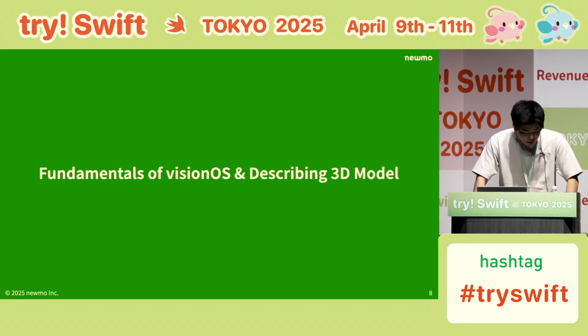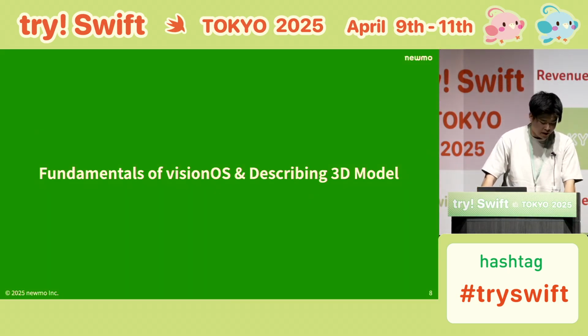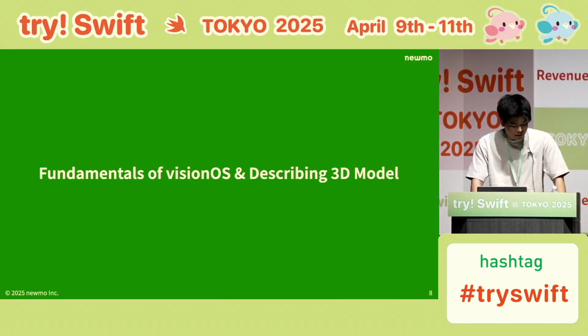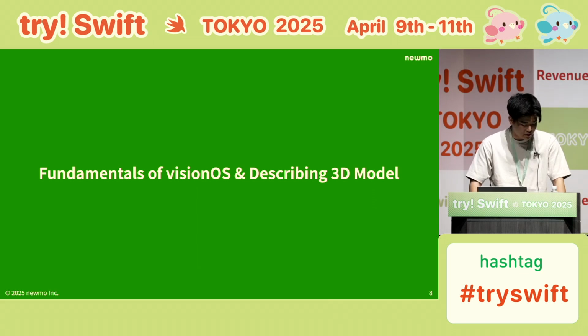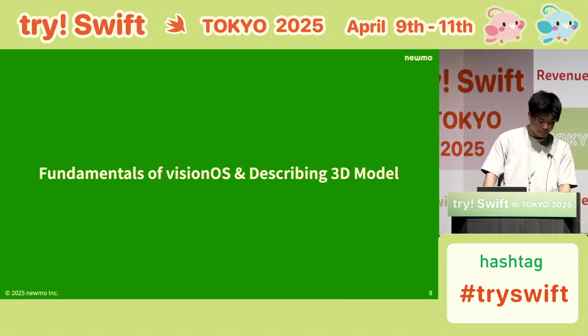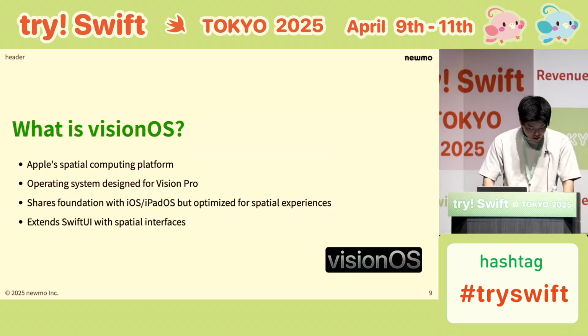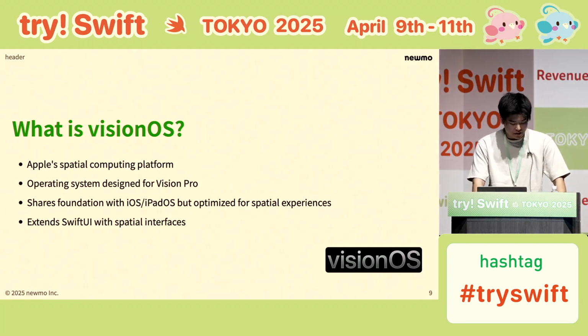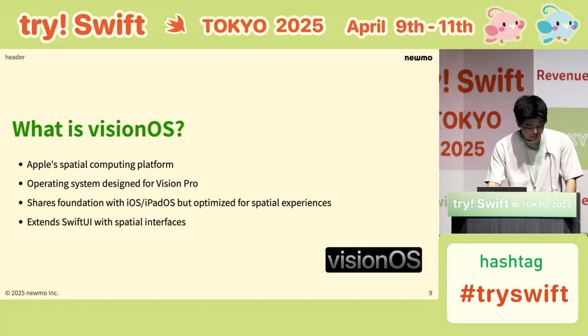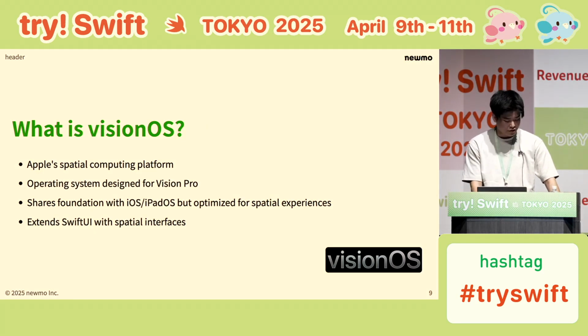All right, to really understand how Model Maker works, we first need to know the main technologies it uses. We'll start by looking at the basics of visionOS and, importantly, how we work with 3D models in a new spatial way. Now, I know many talks today are about visionOS, so most people probably know about it, but just to be sure, I will give a quick summary.